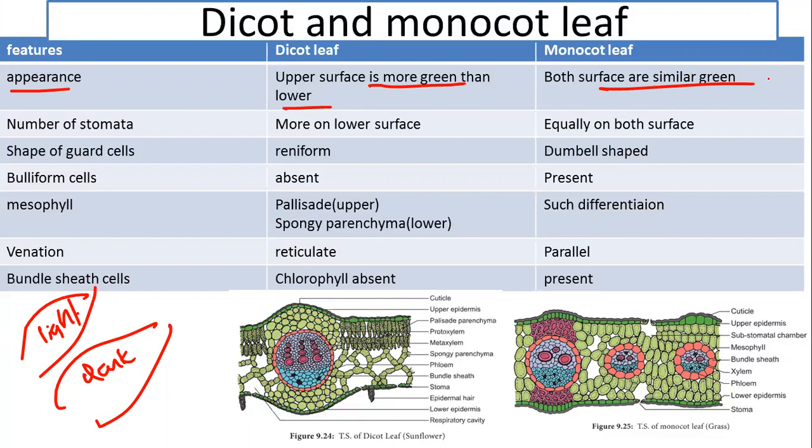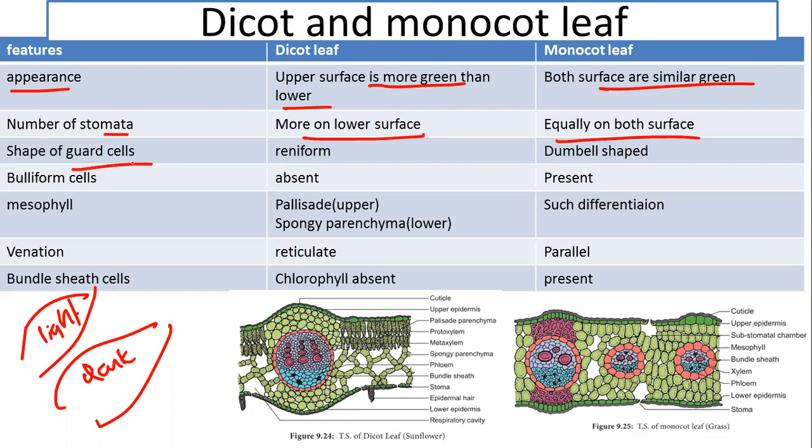Sorry, there is no such differentiation. Both are similar in green. When we talk about the number of stomata, more stomata will be present in the lower surface, but here it is equal on both surfaces. The number of stomata on the upper surface of the dicot leaf is less compared to the lower surface, whereas in the monocot leaf both surfaces have an equal number of stomata.